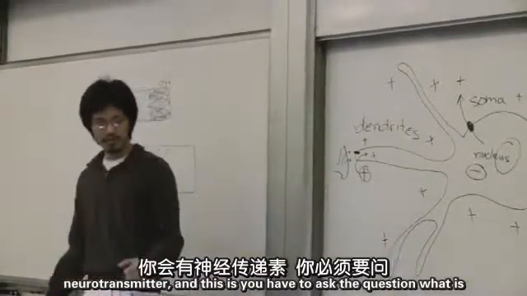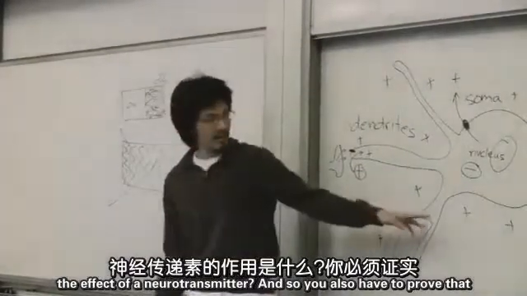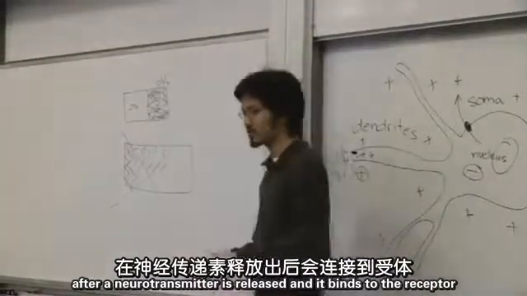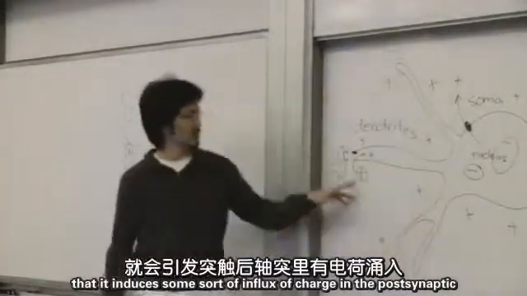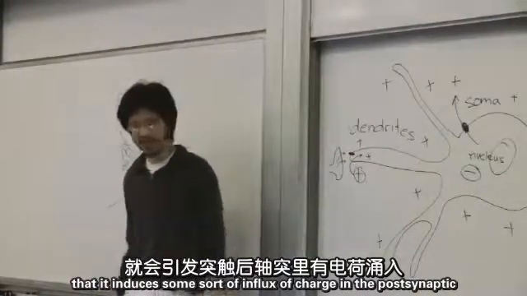And this is, you have to ask the question, what is the effect of a neurotransmitter? And so you also have to prove that after a neurotransmitter is released and it binds to the receptor, it induces some sort of influx of charge in the postsynaptic dendrite.